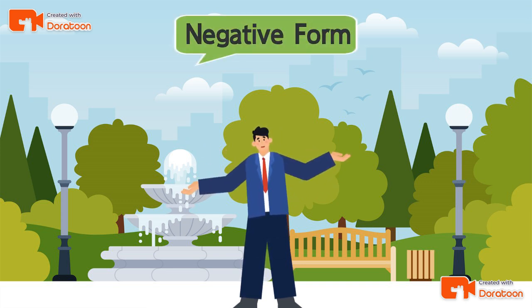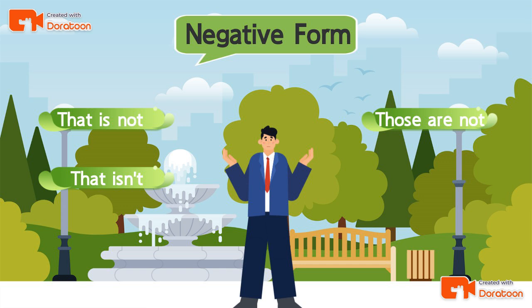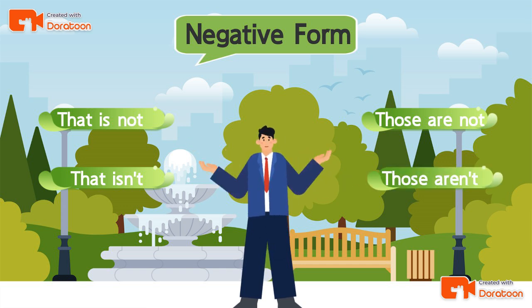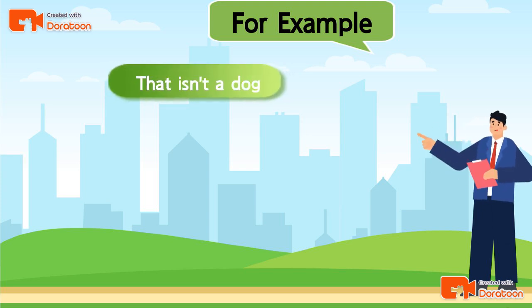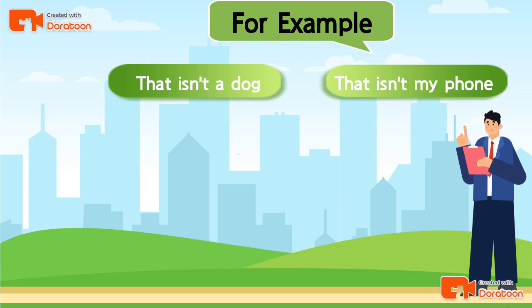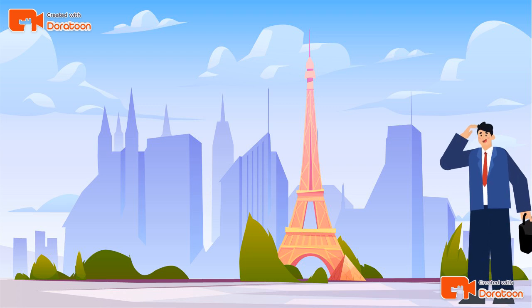The negative form of that is not, and the contraction is that isn't. For those is those are not, and the contraction is those aren't. For example, that isn't a dog, that isn't my phone, those aren't my friends, those aren't birds.